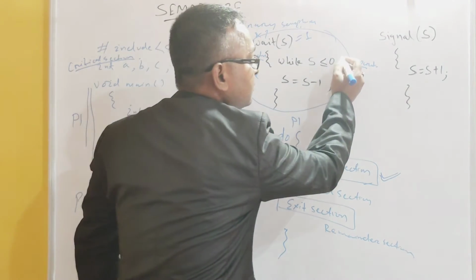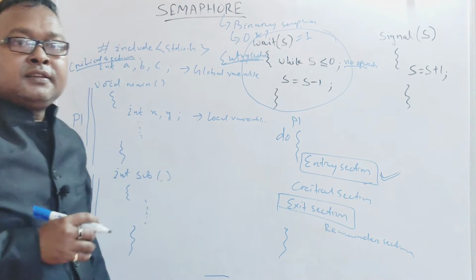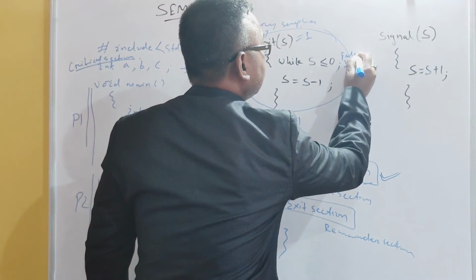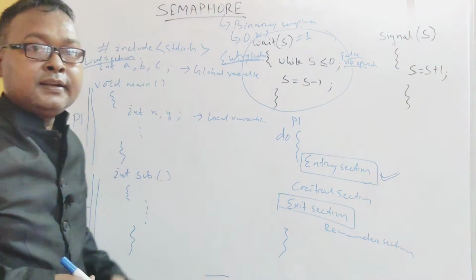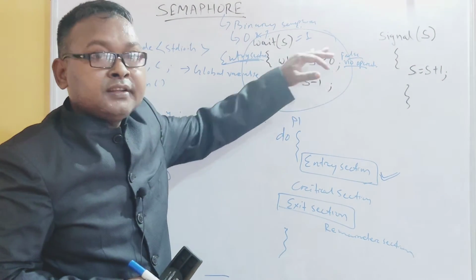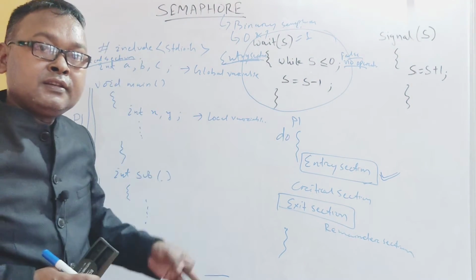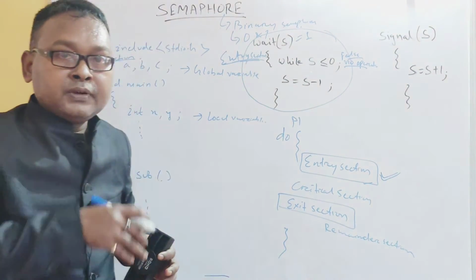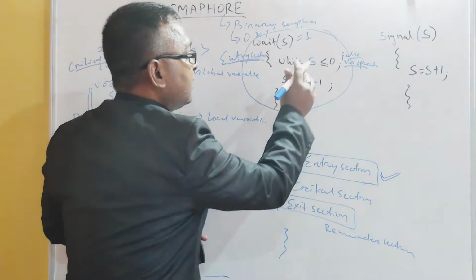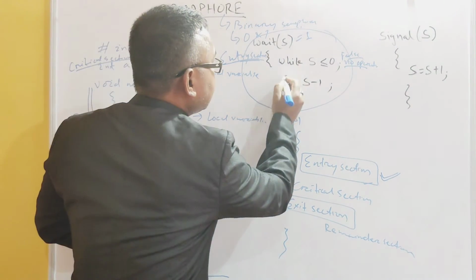Is 1 less than or equal to 0? The condition is false. That means it exits from this loop. The condition is false, so it moves to the next statement. What is the next statement?